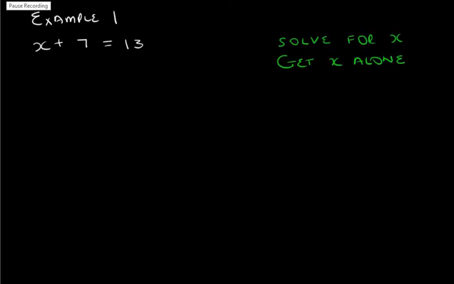Let's look at example 1. We have x plus 7 is equal to 13. So our aim here is to solve for x. And how do we solve for x? We need to get x alone. And how are we going to get x alone? By getting rid of the 7. How do we get rid of the 7? Let me show you.